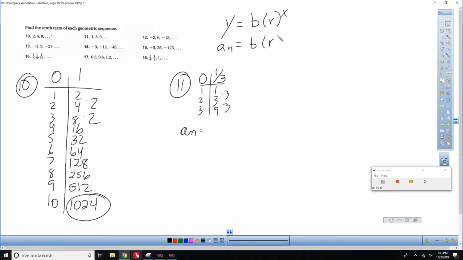So those are the same things. I want you to know that. Those are the exact same things. So it's 1/3 times 3 to the n power.